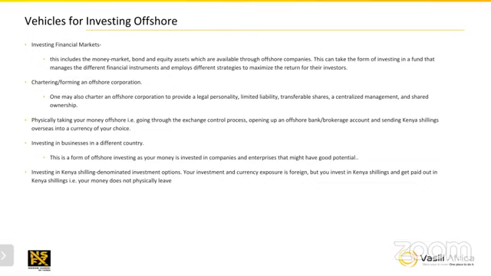Next one will be chartering or forming an offshore corporation. This could take the form of, there are companies in the UK and in different offshore destinations that are specifically operating for the purpose of forming companies for others, okay? That's why it's called chartering or forming an offshore corporation. You could hire these companies to create a company for you so that you can be able to transfer your money to that company and start doing investments in that country, okay?